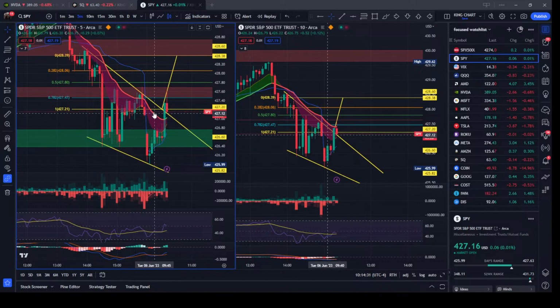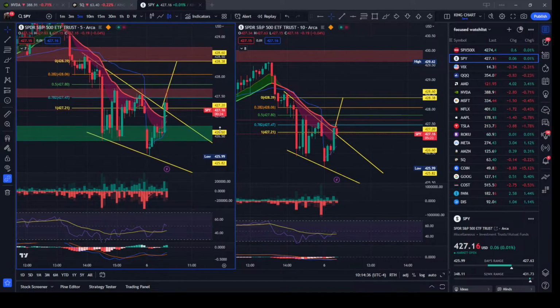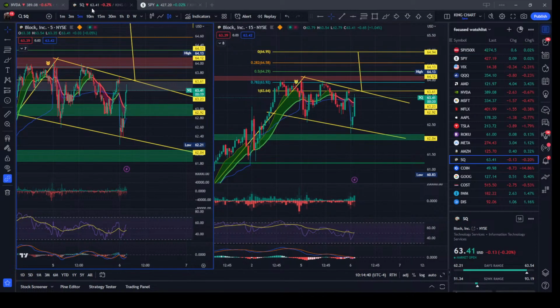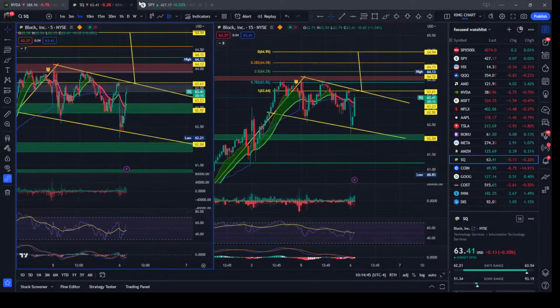By the way, I won't get out of the play until the candle closes, for the same reason I mentioned before. When I get out too soon before the candle closes, I usually get faked out. So best to wait and be patient.